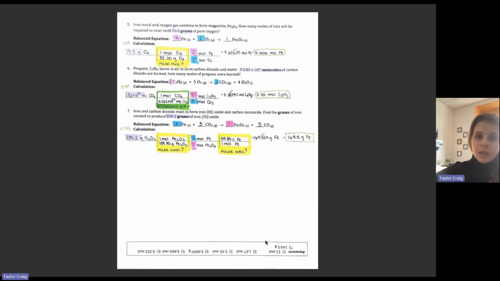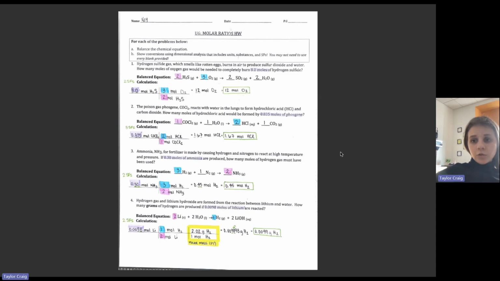If we go to the next page, right, this is a 2-2-1, where we can turn our grams to moles and then moles to moles to find that we have 0.606 moles of iron. With number 6, we're going to use Avogadro's number because we start with molecules. So we take 1.82 times 10 to the 23rd molecules. We use Avogadro's number to convert that to moles, and then we can go moles to moles to find that we get 0.101 moles of propane.